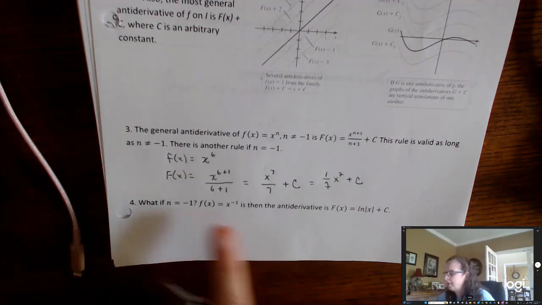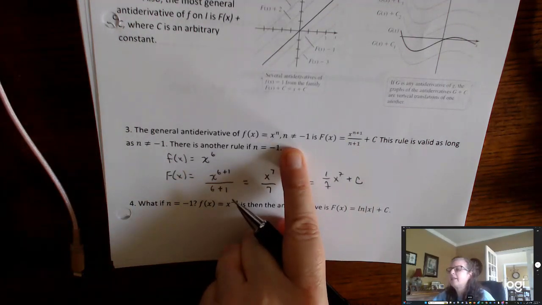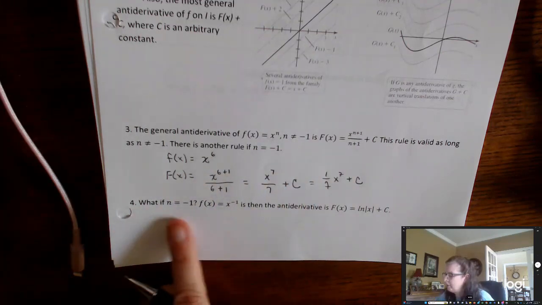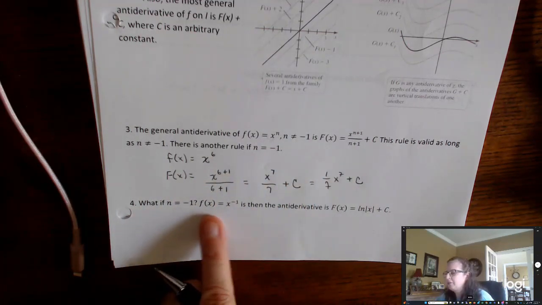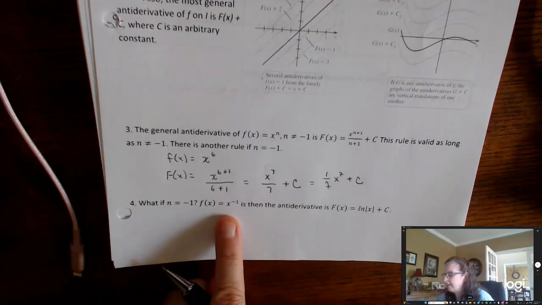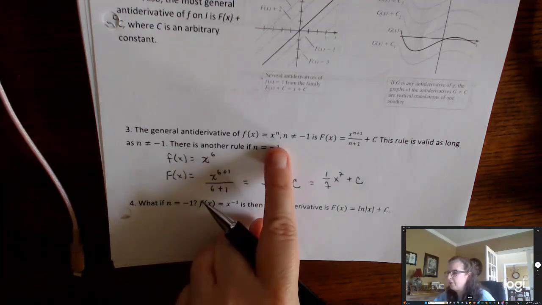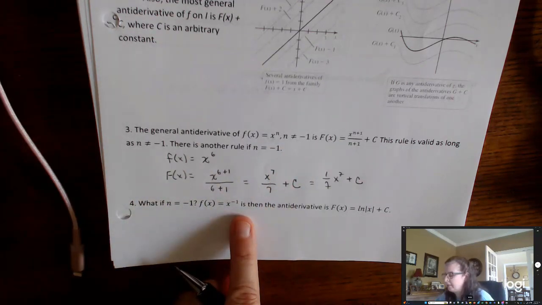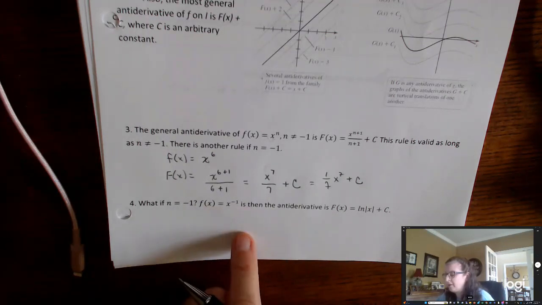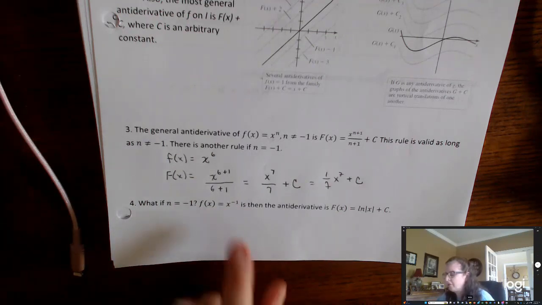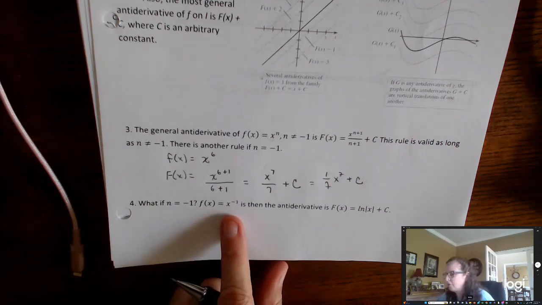Okay, so what if n is equal to -1? Well, if n is equal to -1, your function is going to look like this, x to the -1. And if you try to use this rule, you'll find out really quickly it's not going to work, because if you add 1 to -1, you get 0, and then you would divide by 0. You can't do that. So there's always a way to think through it. If you try it and forget, it's not going to work because you can't divide by 0.